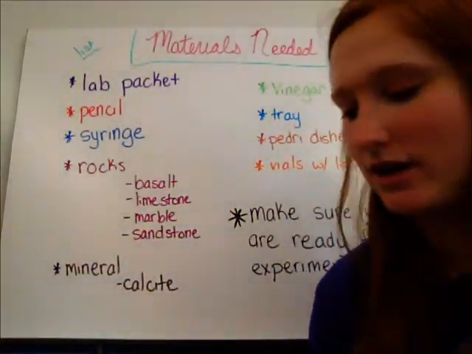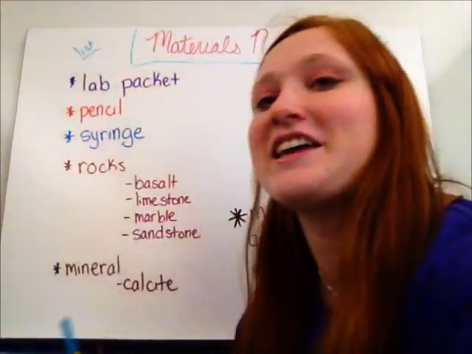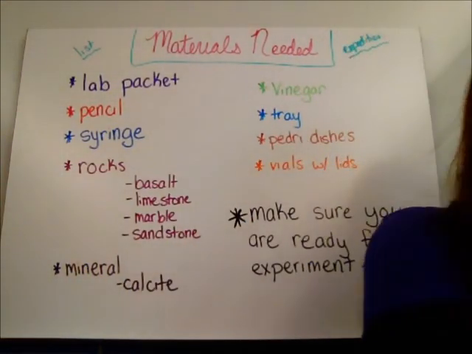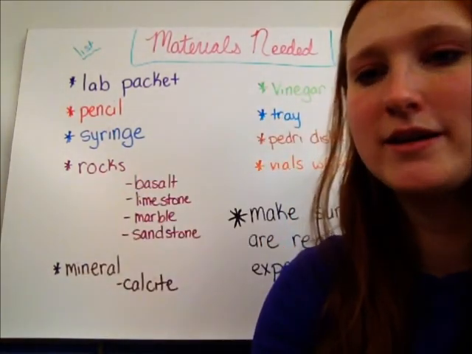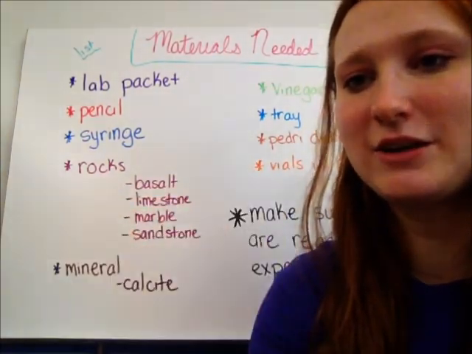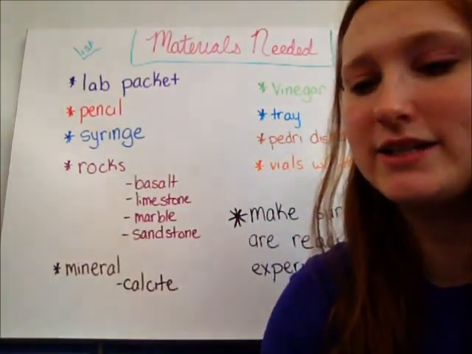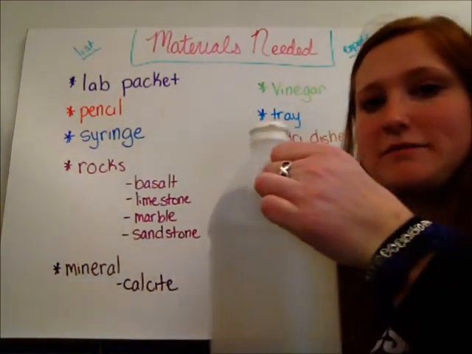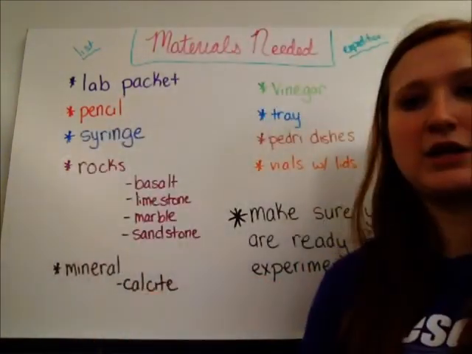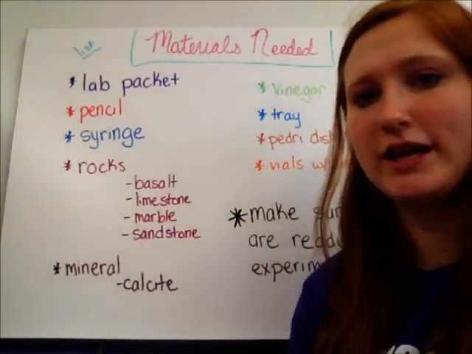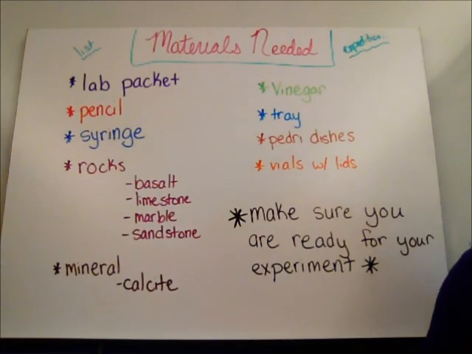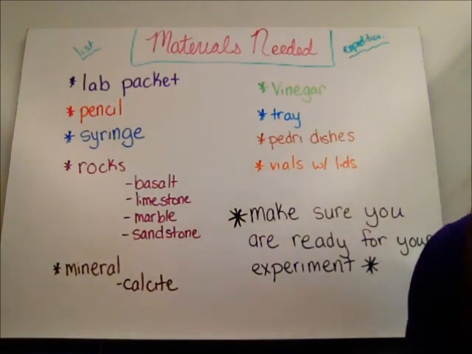The materials you will need are your lab packet and a pencil, syringe, which you should know what it is, rocks of basalt, limestone, marble, sandstone, and the mineral calcite. You will also need vinegar. You're going to need a tray. You're going to need a petri dish, which is the circular thing, and you're going to need a vial with the lid. Make sure you are ready for your experiment.